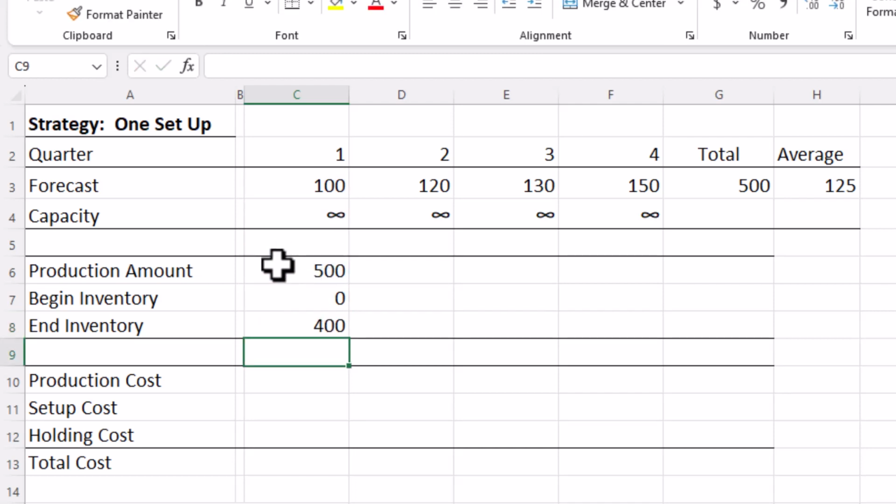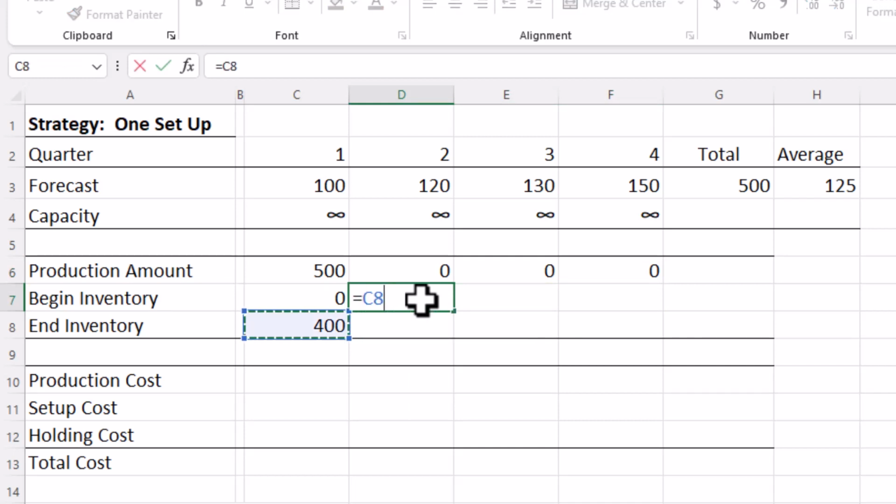So we can see that we have 400 units at the end of the first period. We go to the second period, and so there's going to be 0 production in the second period, 0 production in the third period, 0 production in the fourth period. The beginning inventory of the next period is equal to end inventory of the previous period. This way, I can just copy the formula all the way across.